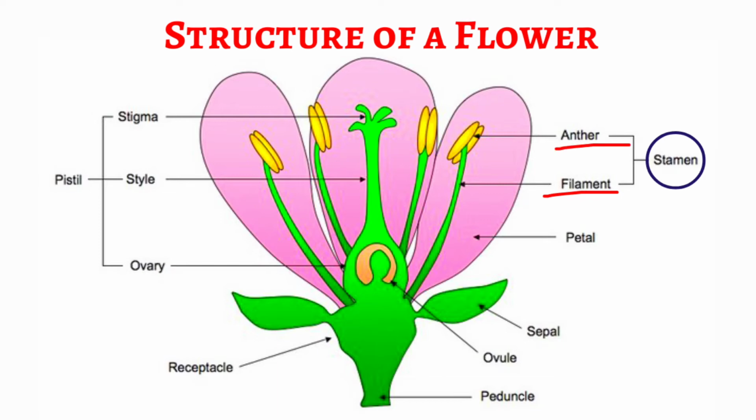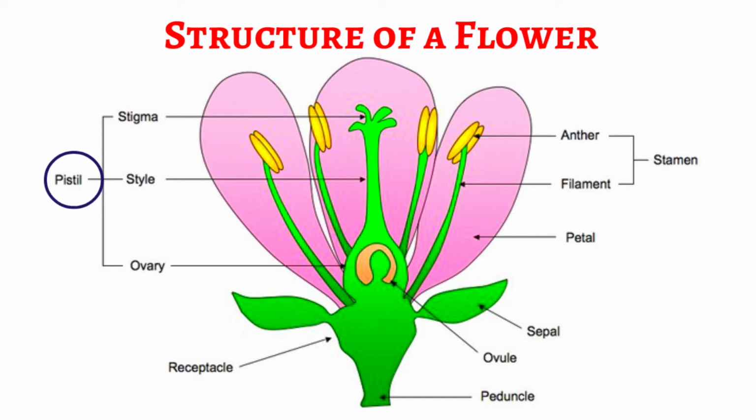The anther carries several pollen grains. So what are pollen grains? Pollen grains are the dust. You must have touched the dust particles of this pollen grain that is slippery to touch. These particles take part in reproduction.